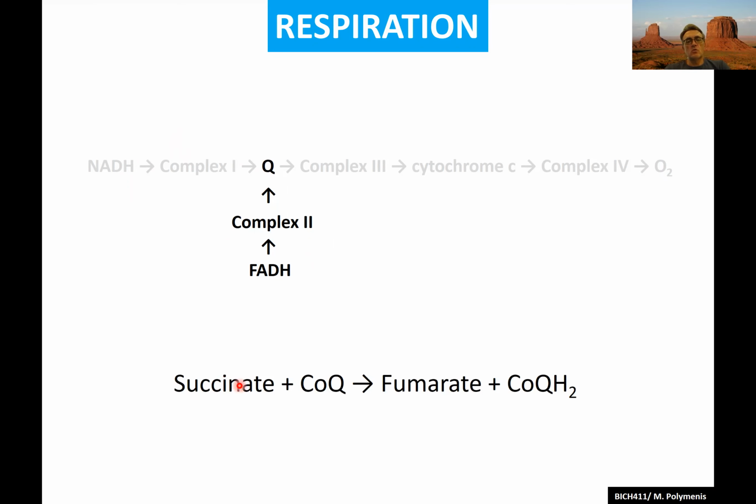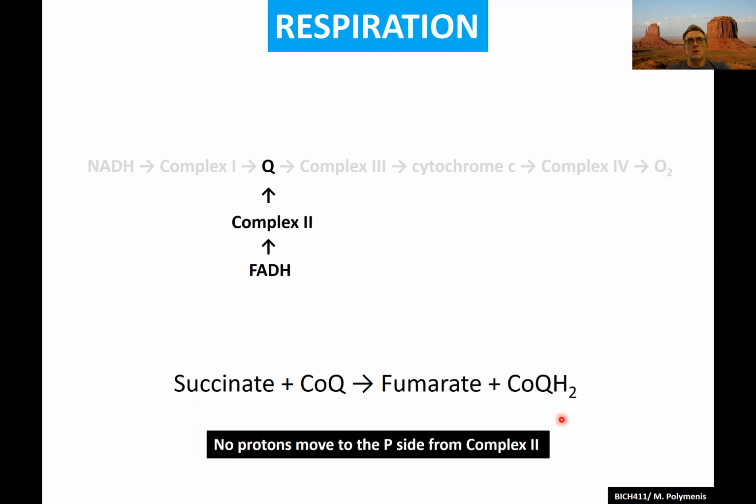In this fundamental reaction, we have succinate that becomes fumarate, and the electrons land onto ubiquinone and become ubiquinol. We saw this reaction in the TCA cycle. In this reaction in complex 2, we do not have proton movement, so that's why these electrons are considered lower energy.